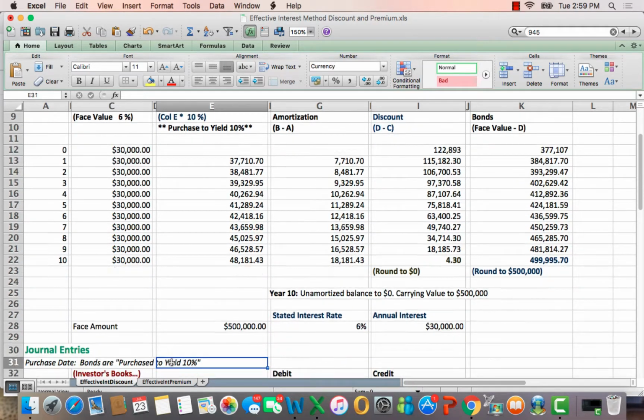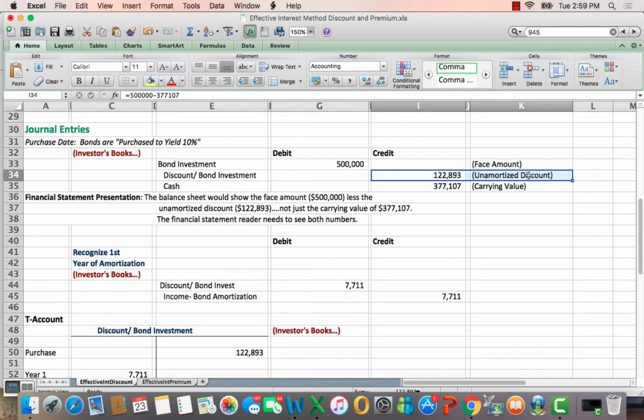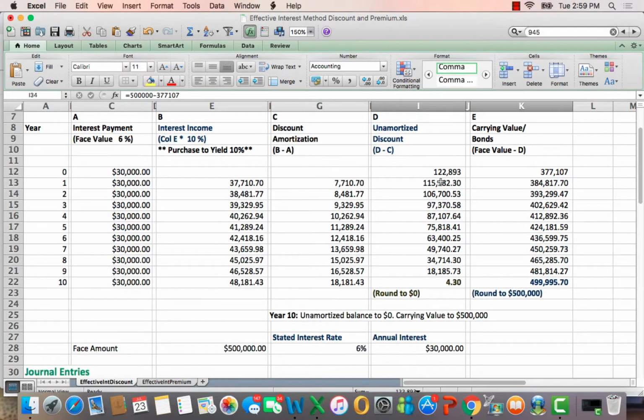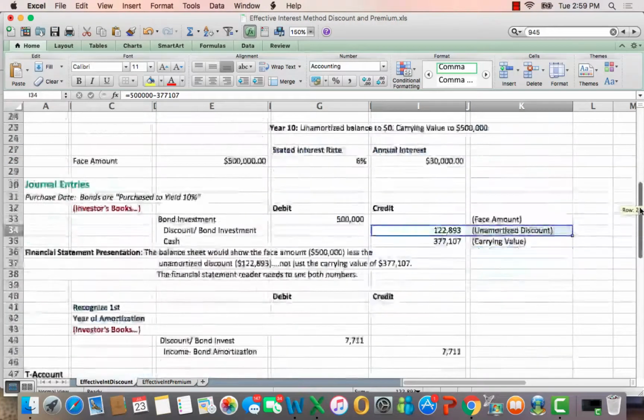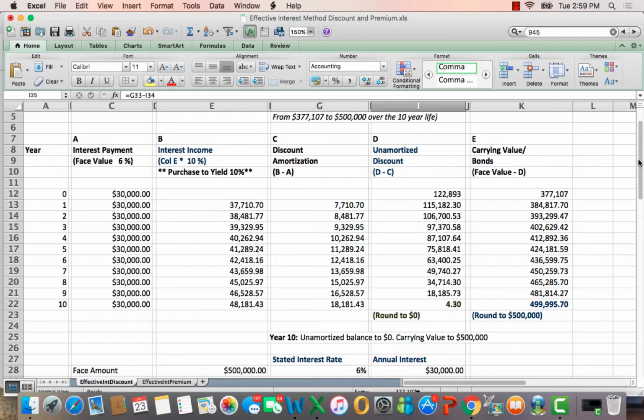So if you slide down, you can see the journal entries that are made here. When the investor buys the bond, purchased to yield 10%, on the investor's books, we create an asset account called bond investment for the entire face amount of $500,000. We post the discount, the unamortized portion of $122,893, which agrees to the number right here. And then the cash that we pay, the $377,107, that's the carrying value that you saw up above.